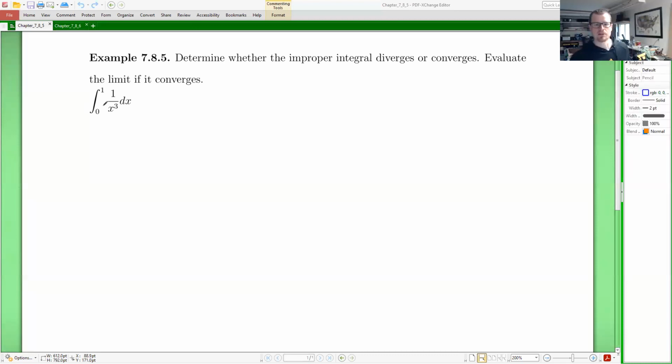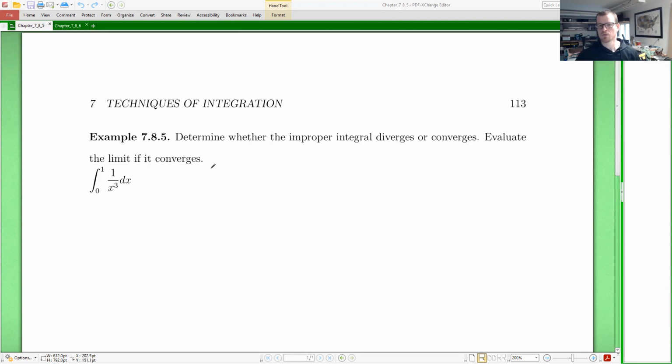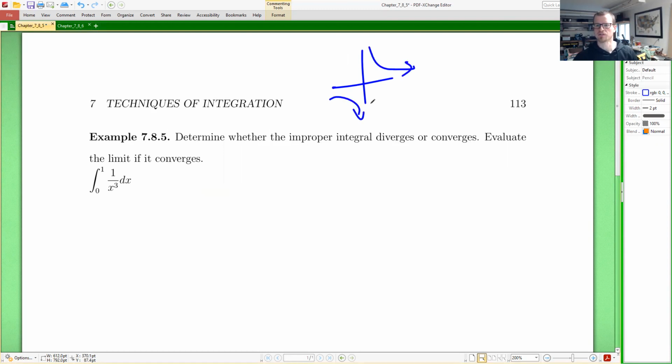We want to take another look at an improper integral. And this integral is very similar to the last one that we took a look at. So, improper integral from 0 to 1, improper because of the infinite discontinuity at 0. You might notice that 1 over x cubed would look something like this. And we were interested in considering, from 0 to 1, this integral.